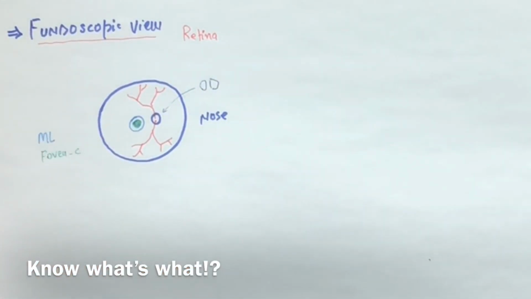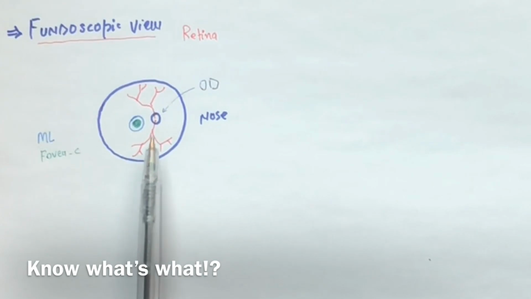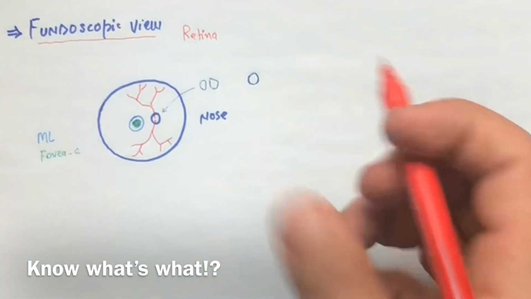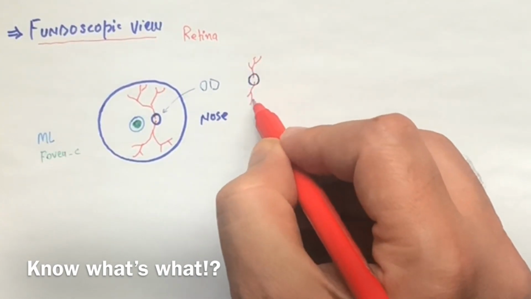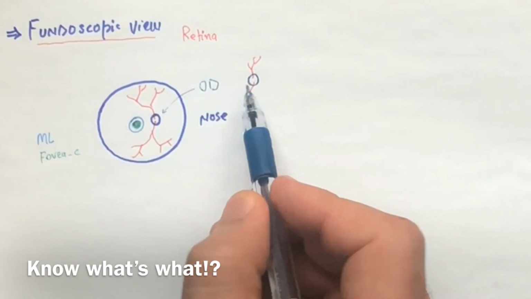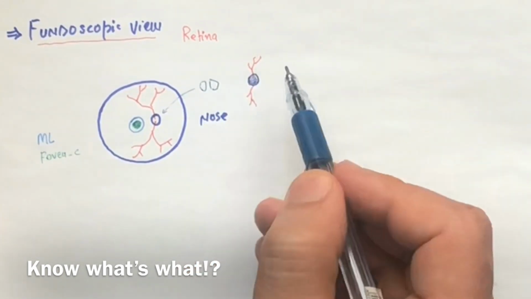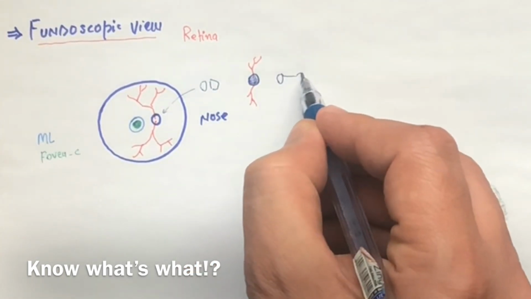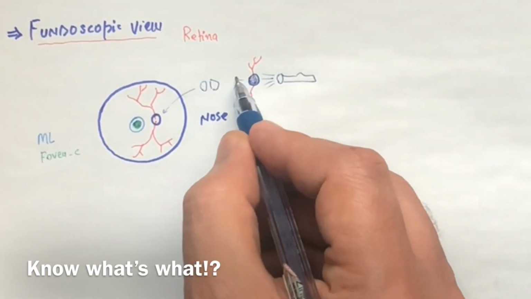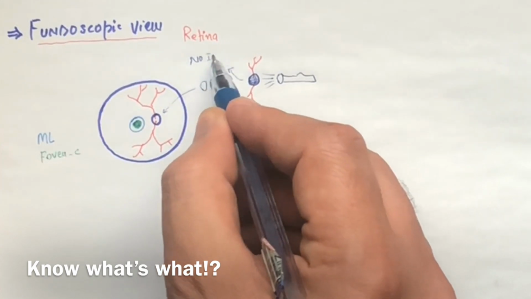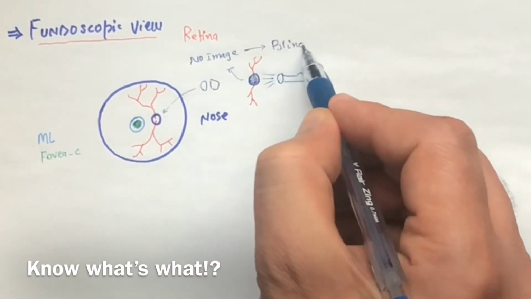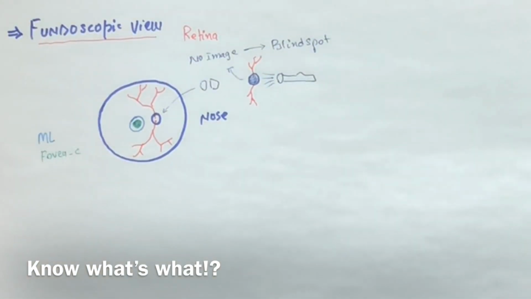Now, if you look at a person's eye through a fundoscope, this is how the structures will appear. So if we look at the optic disc and draw it outside, and here's the optic disc, and within the optic disc there are no photoreceptors. So if you throw a light on it, it will produce no stimulus or no image. So there will be no image, and it's called the blind spot, which is the physiological blind spot.